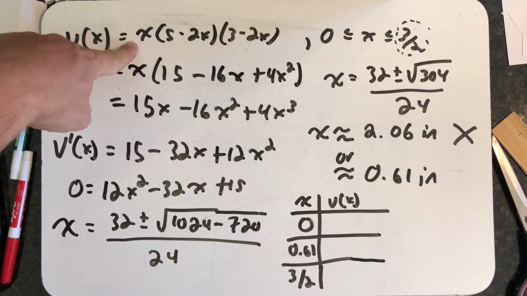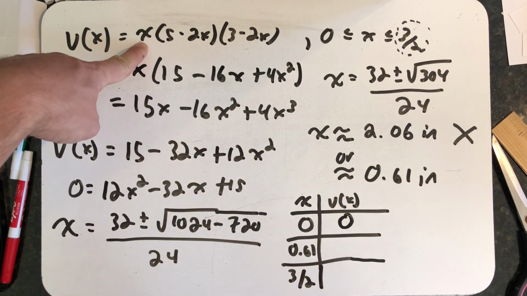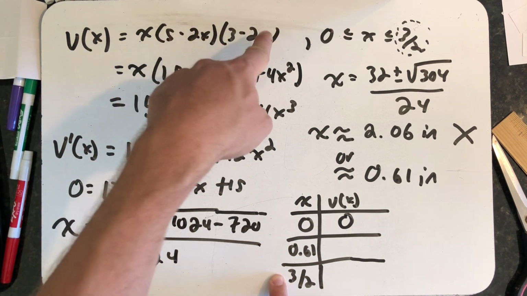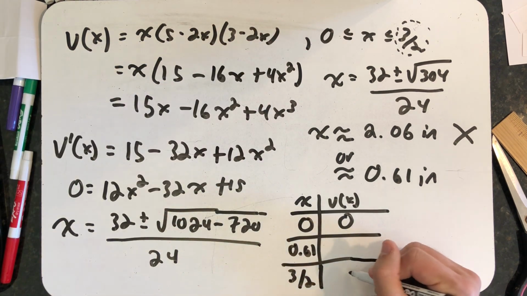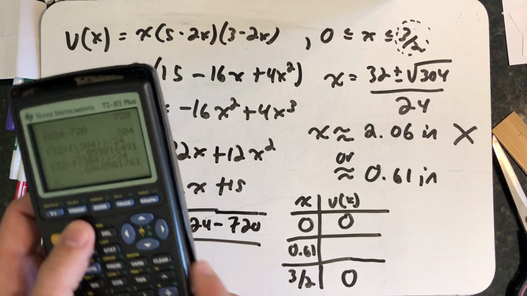Well, my volume function is sitting right up here, and if I plug 0 in for x, I will definitely get a 0 out. Hopping down here, if I plug 3/2 into this part, that part will become a 0. 0 times anything is 0, and I will get a 0 out. And so all I need to do now is plug 0.61 into the volume function.